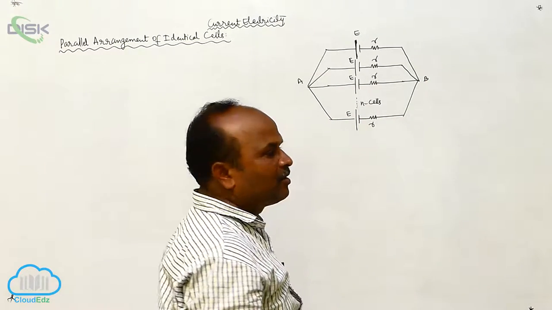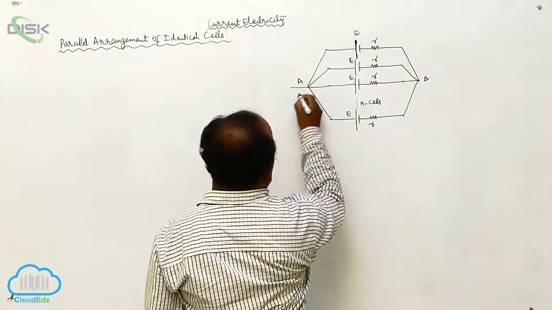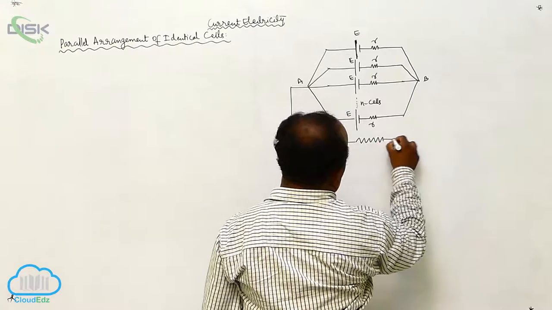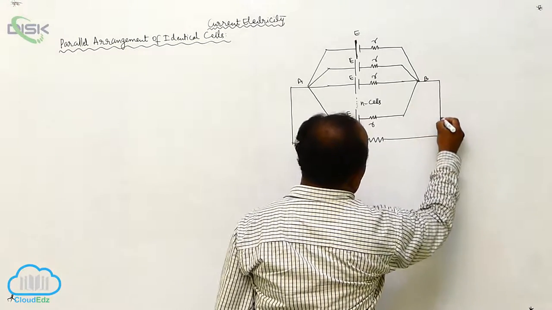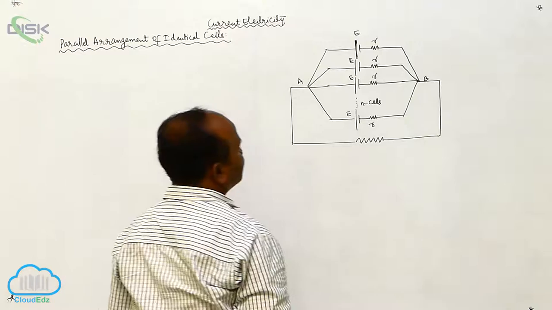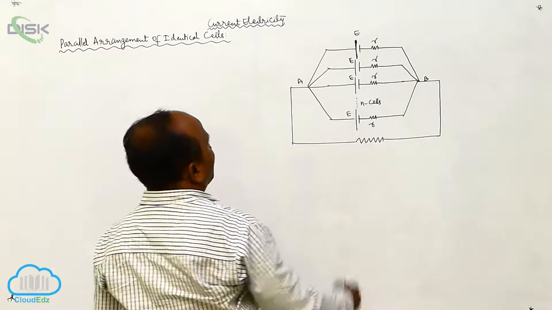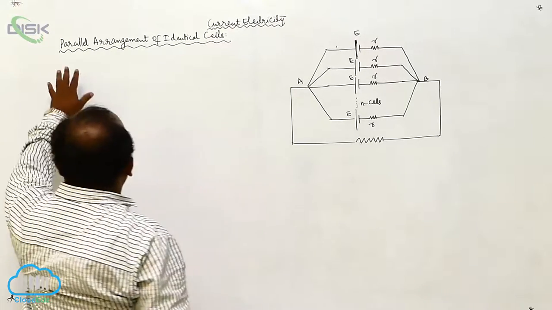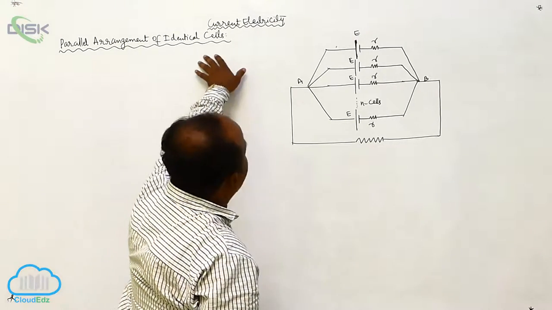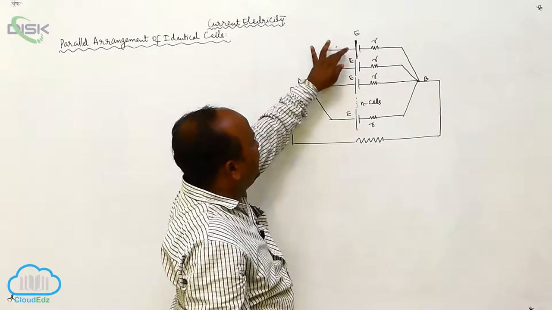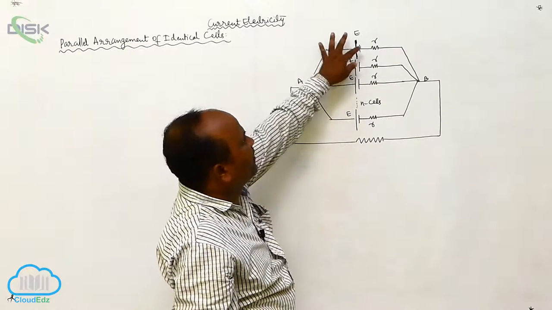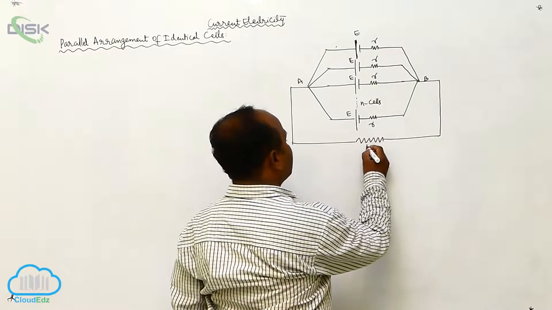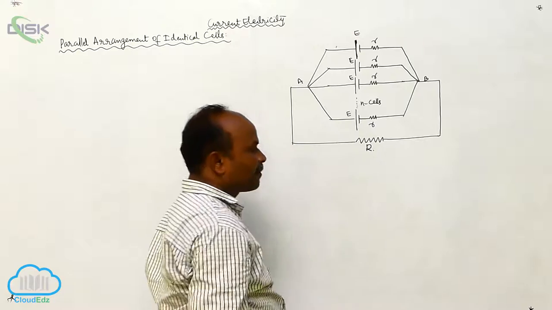Finally, close the circuit with external resistance. Now, what is the current? Parallel arrangement of identical cells, each of EMF E and internal resistance small r, are connected to the external resistance R.